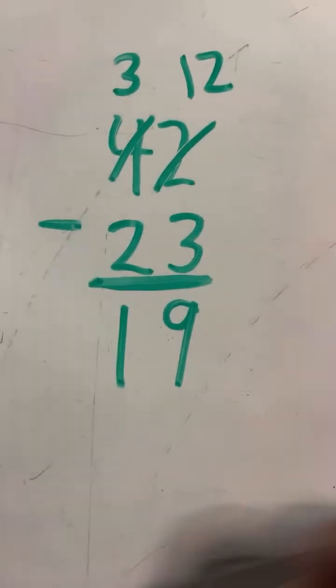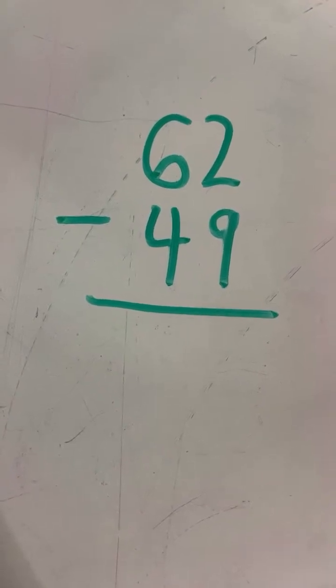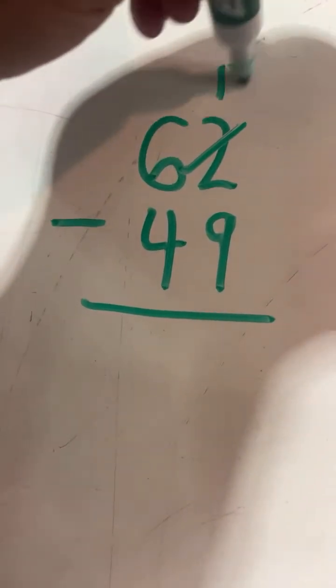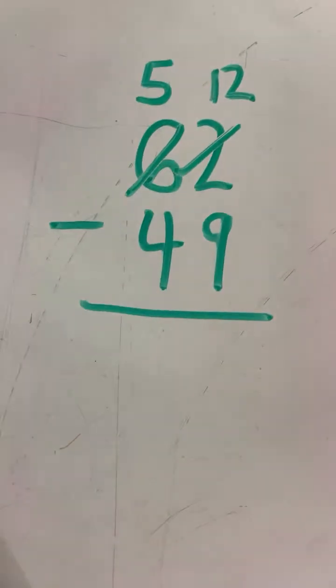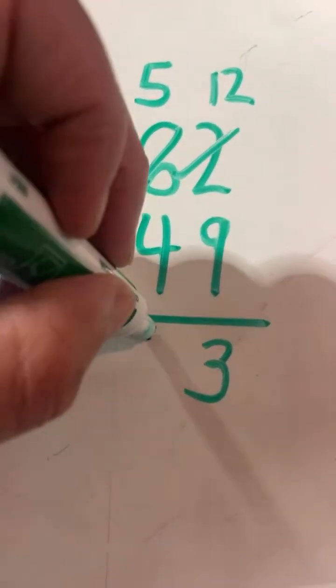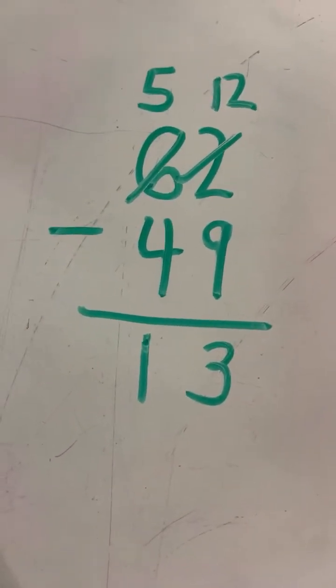All right, next example problem coming through. 62 minus 49. So checking to see if there's any bottom digits that are bigger than the top digits. Again, in the ones place, 9 is bigger than 2, so we have to regroup. 2 is going to become a 12. The 6 is going to become a 5. 12 minus 9 equals 3. 5 minus 4 equals 1. And we have our final answer. 62 minus 49 equals 13.